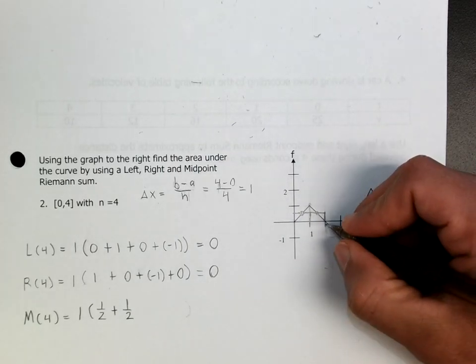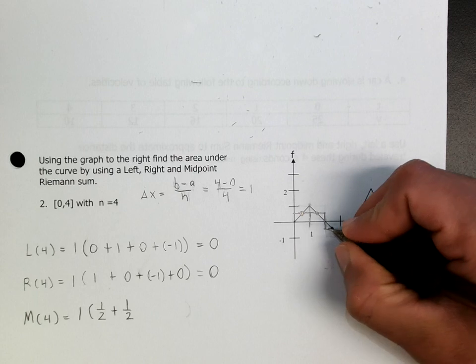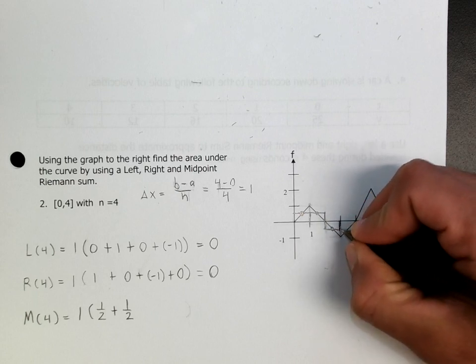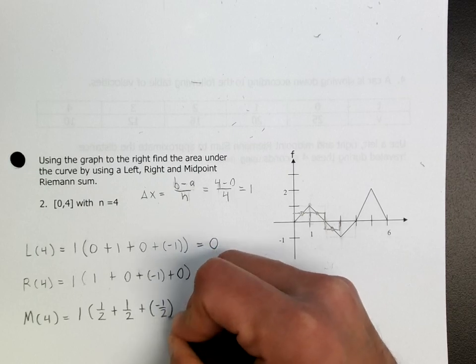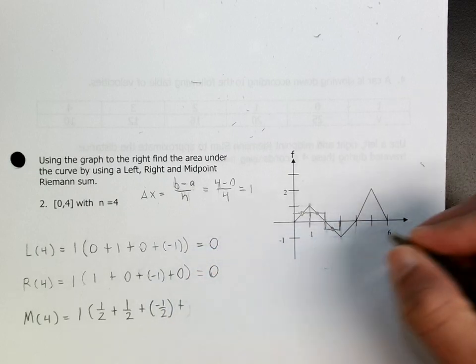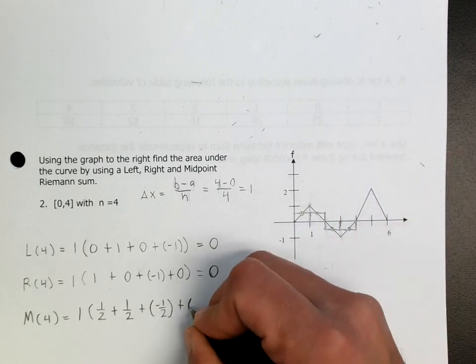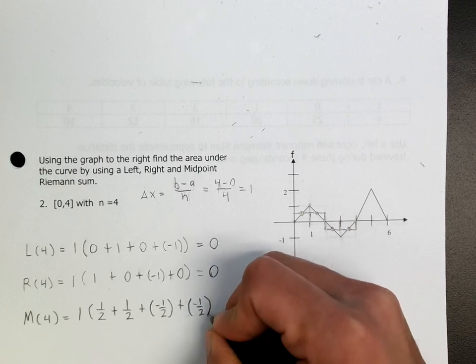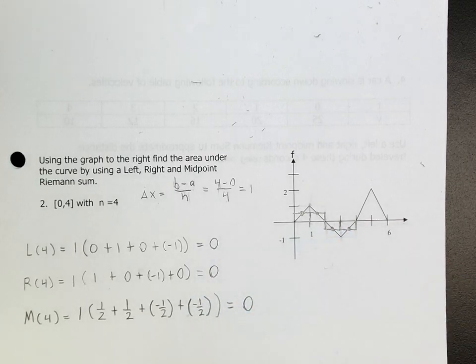Now between 2 and 3, this is the midpoint. The height would be negative 1/2. And then between 3 and 4, this is the midpoint. This also would be a negative 1/2. And if you add all those, you get 0. Okay, I hope that helped.